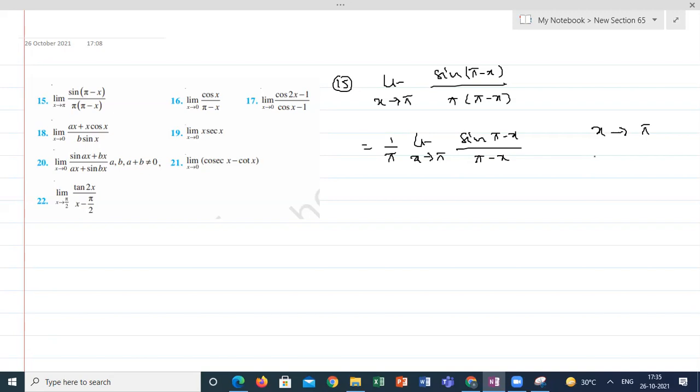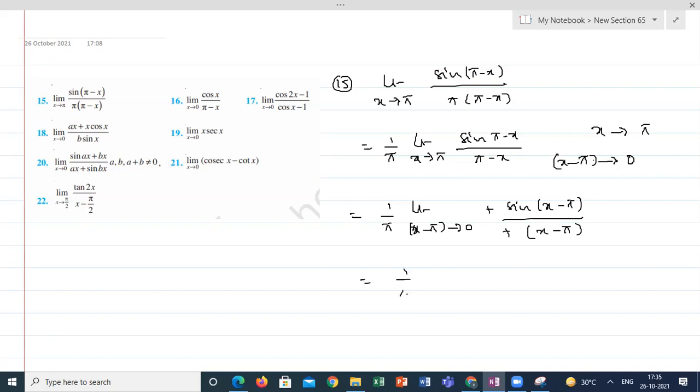How can I make this pi minus x, students? If I'm taking pi this side, x minus pi tends to 0. So to understand, x tends to pi, x minus pi tends to 0. This can be written as sine of x minus pi divided by, if I'm taking minus common, x minus pi. So this minus minus cancels.